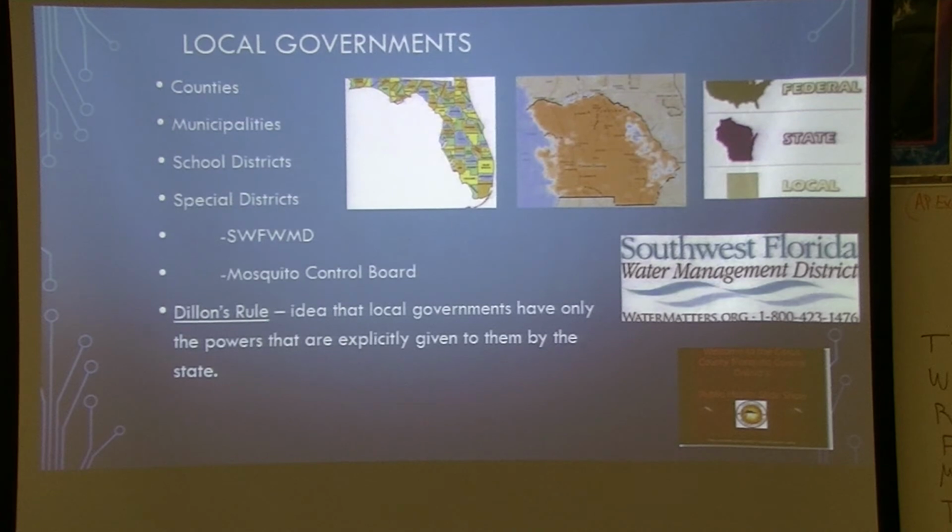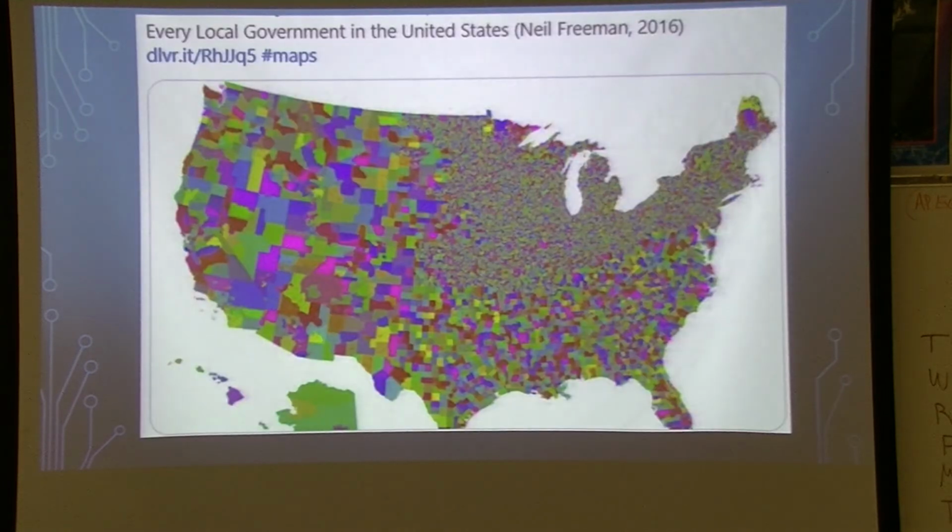The one thing that you need to know for state and local politics is Dillon's rule. This is the idea that the local governments have only the powers that are explicitly given to them by the state. Federalism leaves a lot of questions and a lot of gray area between the states and the federal government, but going the other direction, the states basically say that the local governments can do only what they allow. So it is a little bit more of the power going straight down in that way.